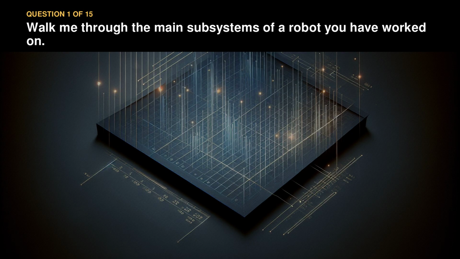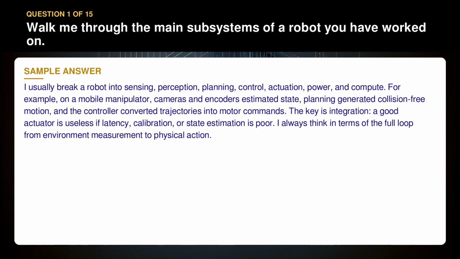Question 1. Walk me through the main subsystems of a robot you have worked on. I usually break a robot into sensing, perception, planning, control, actuation, power, and compute. For example, on a mobile manipulator, cameras and encoders estimated state, planning generated collision-free motion, and the controller converted trajectories into motor commands. The key is integration.